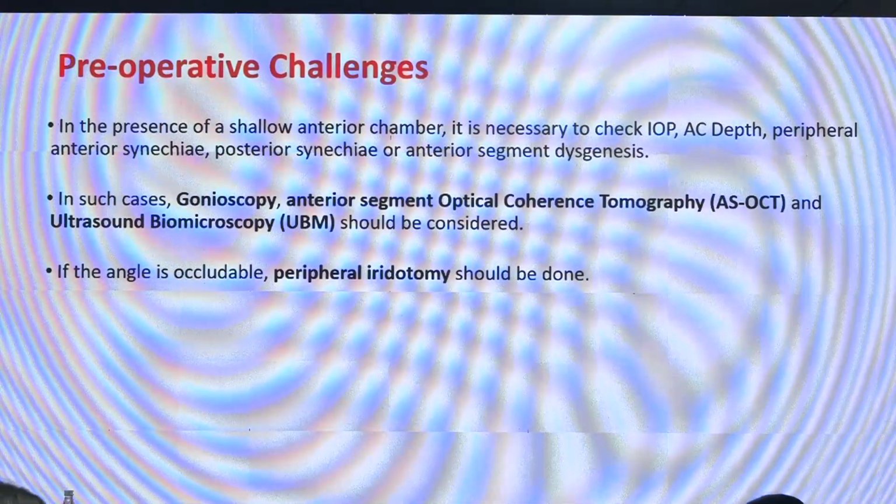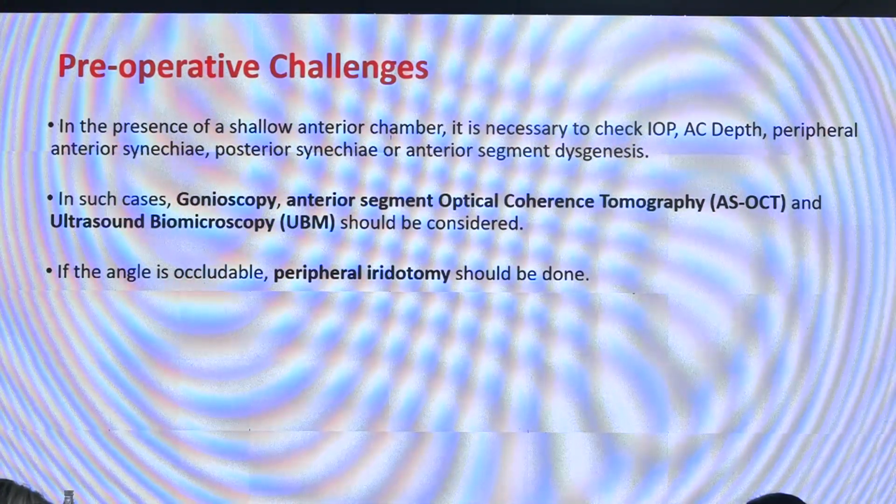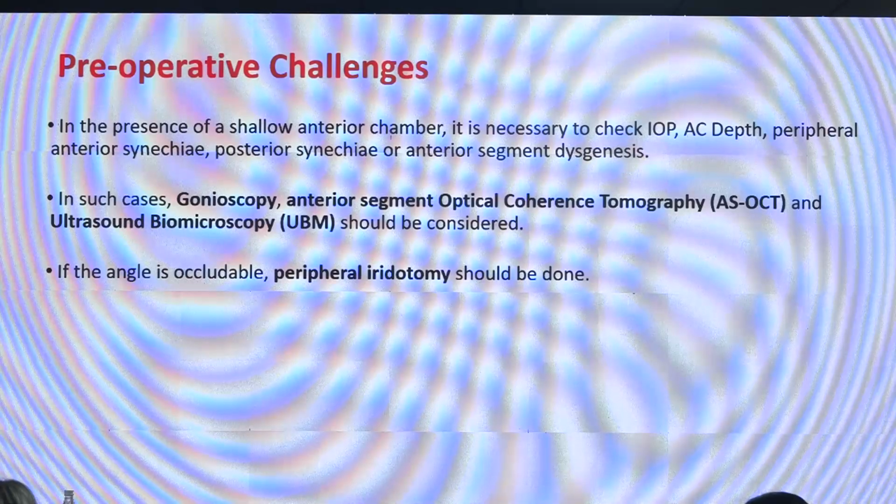Another preoperative challenge is in the presence of a shallow anterior chamber, it is necessary to check IOP, AC depth, peripheral anterior synechiae, posterior synechiae and anterior segment dysgenesis. In such cases, gonioscopy, ASOCT and ultrasound biomicroscopy should be considered. And if the angle is occludable, a peripheral iridotomy should be done first.